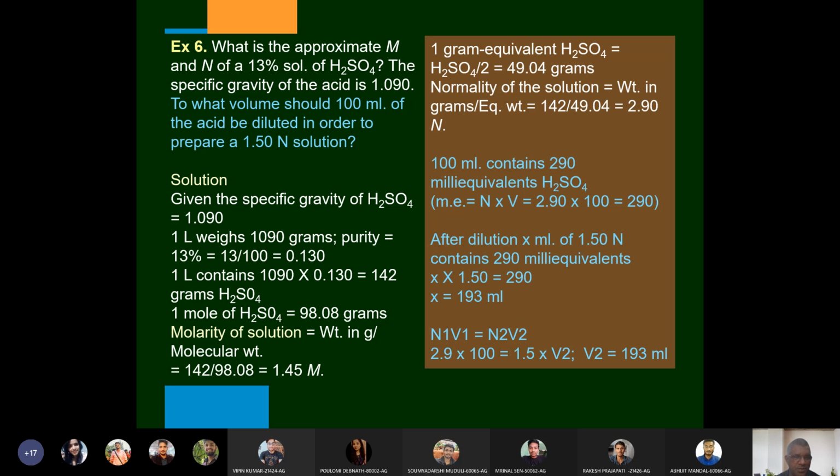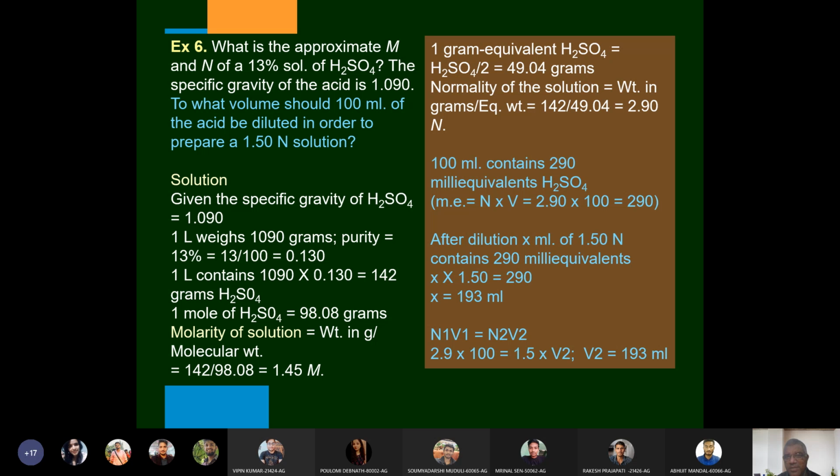So I think up to now there should not be any problem for you. You just have seen it. Now the next part is blue. To what volume should 100 ml of the acid be diluted in order to prepare 1.5 normal solution? So 100 ml contains 290 milliequivalents of sulfuric acid. Just now you have seen, sorry, the normality was 2.9.